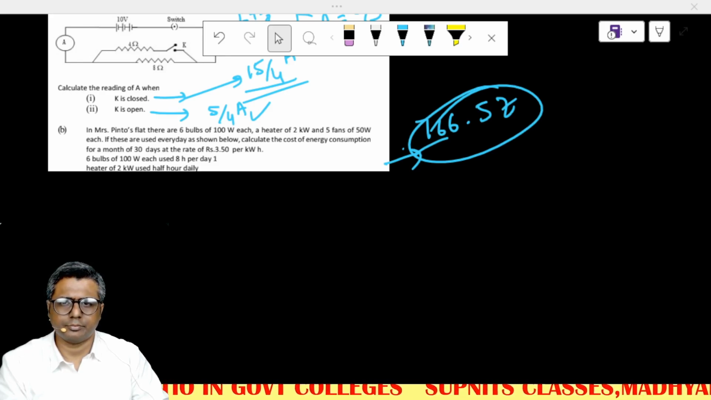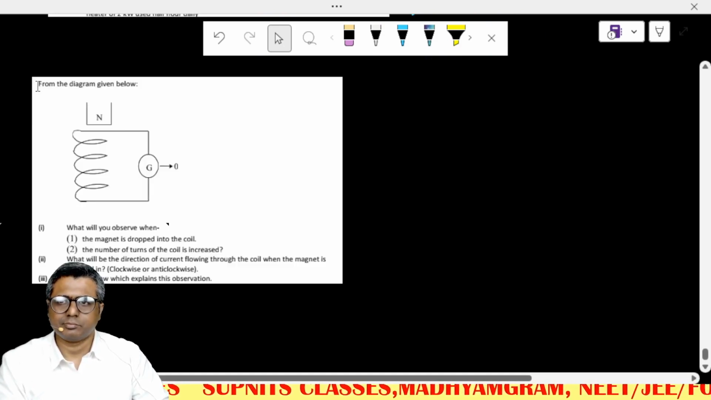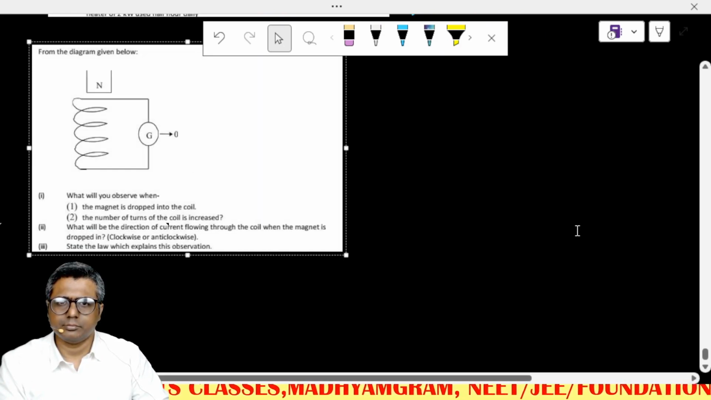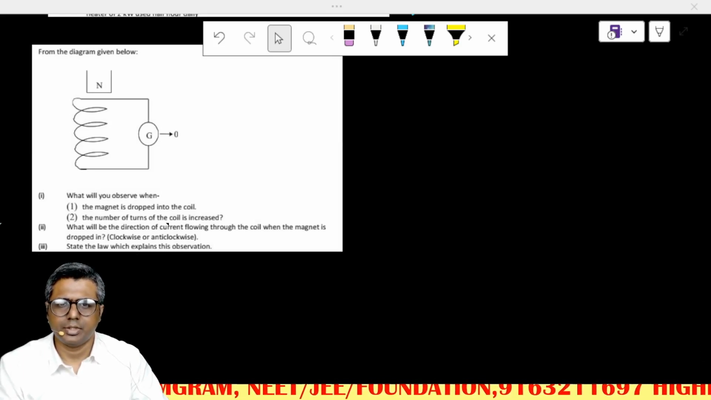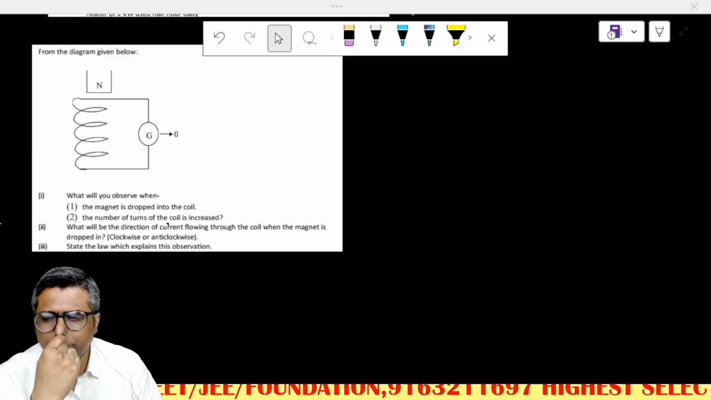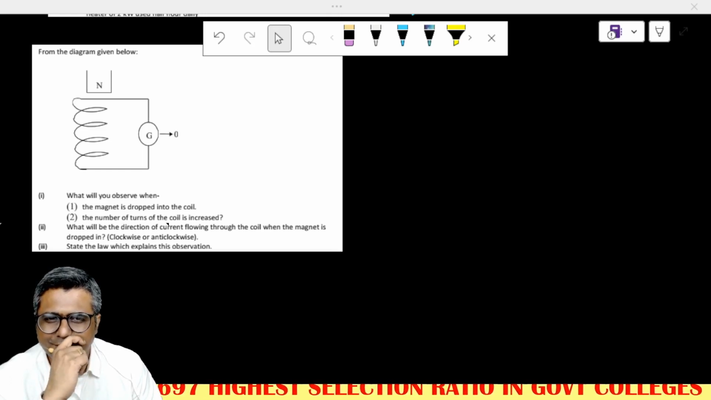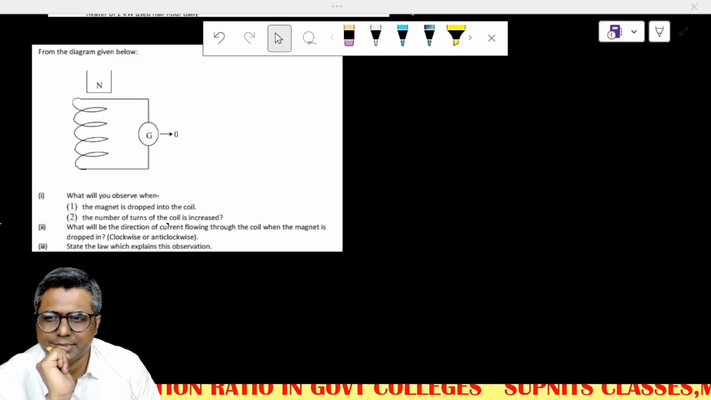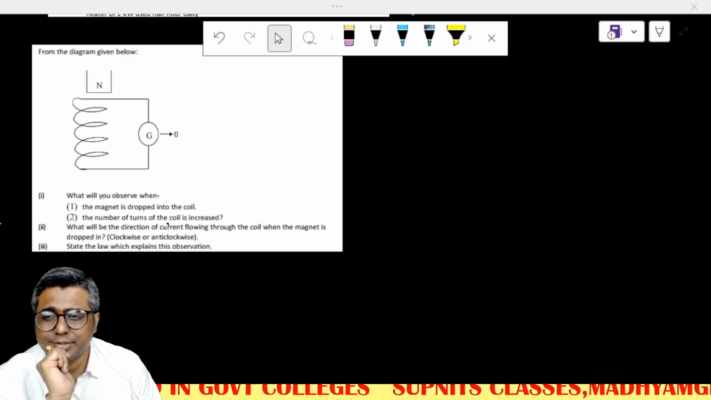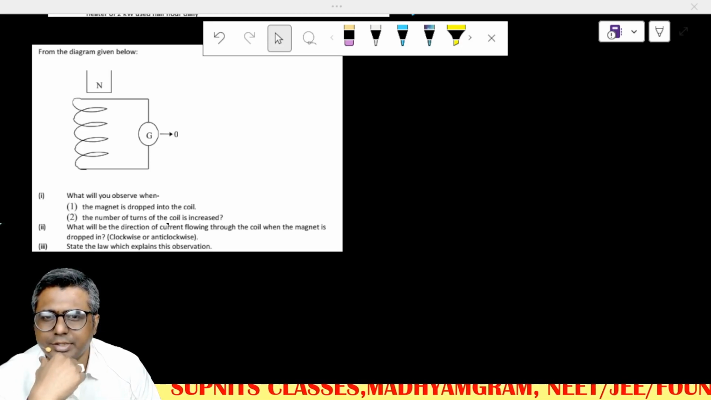Next is this one. So this is from magnetism. So the first question is, what will you observe when the magnet is dropped into the coil? The galvanometer will deflect. Definitely that's what I am going to observe. The rate of deflection increases. Yes, the rate of deflection will increase when the number of turns in the coil is increased. Okay, so very fast it is going to deflect.